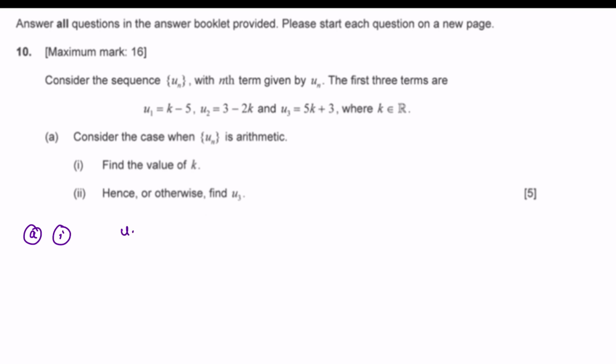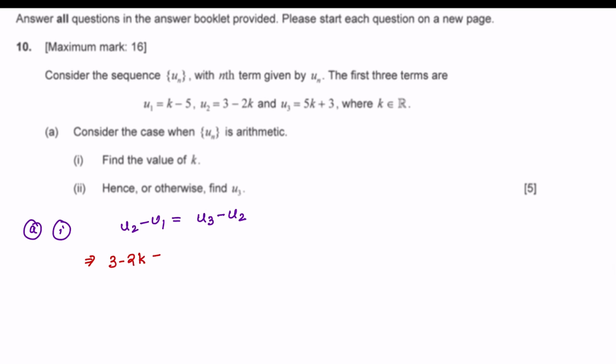So in that case, we can do u2 minus u1 equals u3 minus u2. Because u2 minus u1 is the common difference, same for u3 minus u2. So the common difference has to be equal. u2 minus u1 will be 3 minus 2k, u1 is k minus 5, so minus k plus 5. U3 is 5k plus 3. U2 is 3 minus 2k.